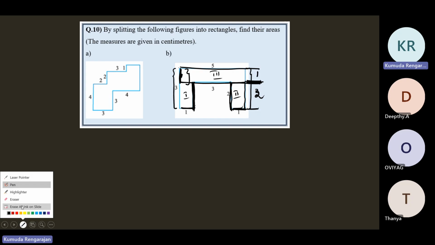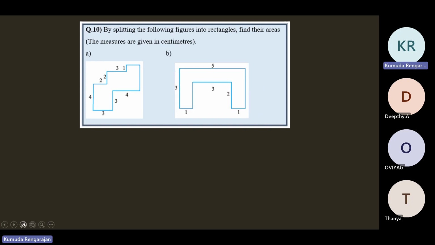I'll write out this, children. With practice, you will become better. Don't worry. You will understand this slowly. So now you've got the idea. That's important.